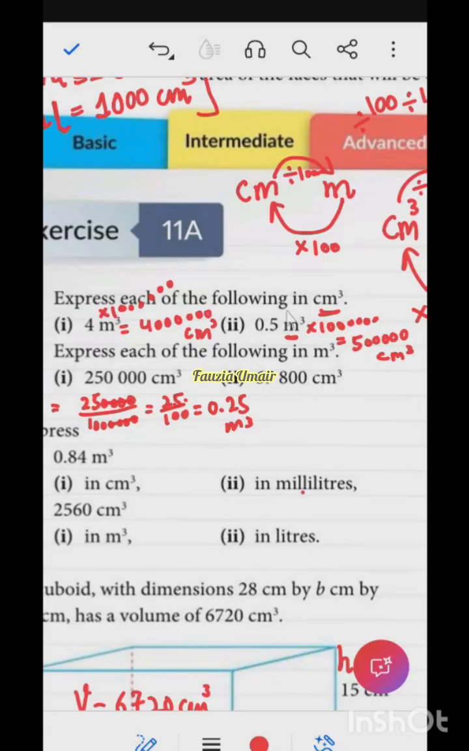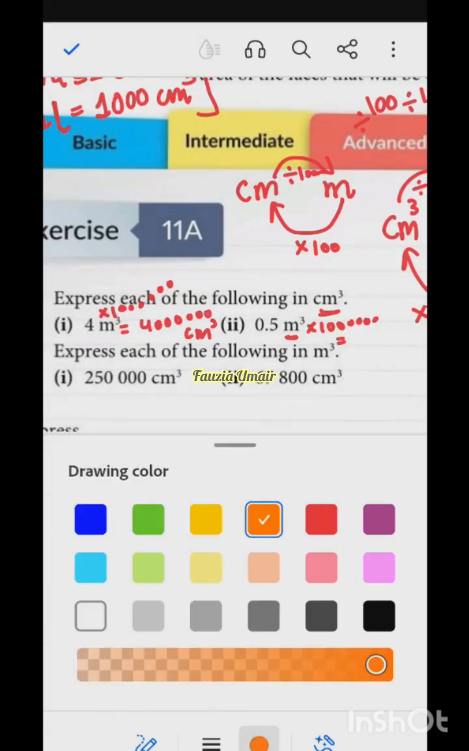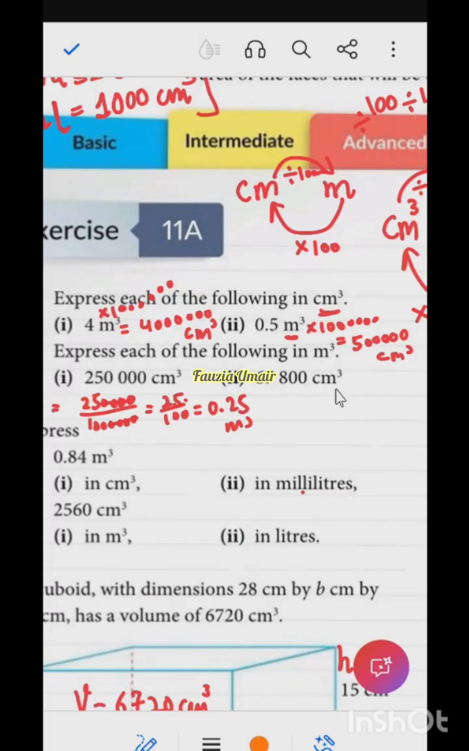So same is the case here. Let me change the color so that you can see clearly. 67,800. We need to convert it into meter cube. So we will divide by 1 million. Actually, there are 6 zeros in 1 million. So here is the decimal. How many digits are there? 1, 2, 3, 4, 5. But we need another one. So I will put another 0 and we will shift this decimal point all the way here. So what would be the answer? 0.0678.